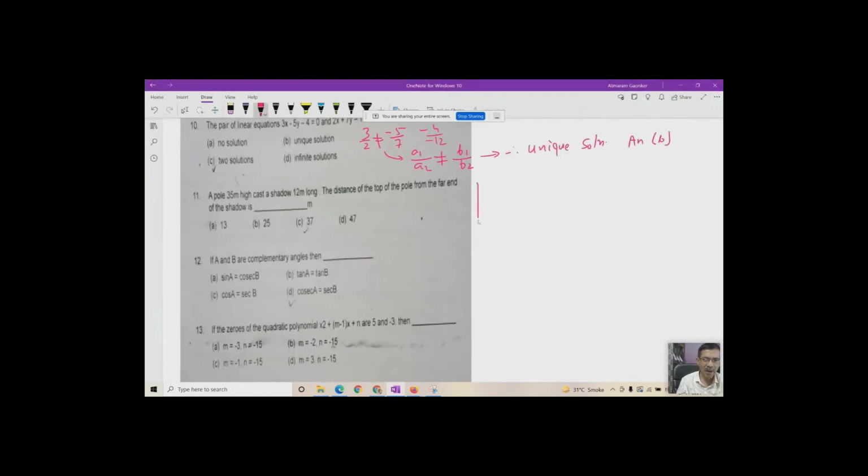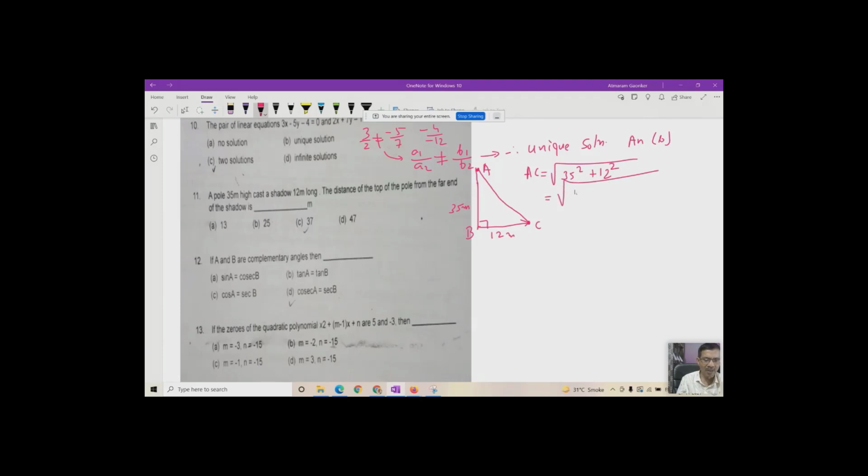The pole is 35 meters in height, and it will cast a shadow of, let's say, 12 meters. You are asked to find the distance of the top of the pole from the far end of the shadow. Let me name these points A, B, C, and you are asked to find AC. To find AC, use the Pythagoras theorem. This is equal to 35 square plus 12 square.